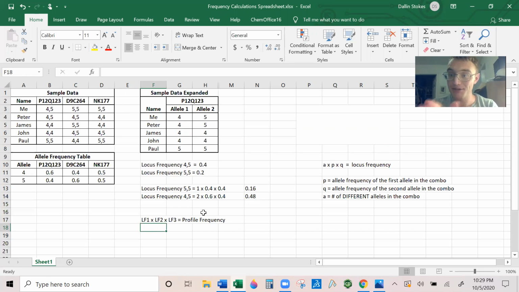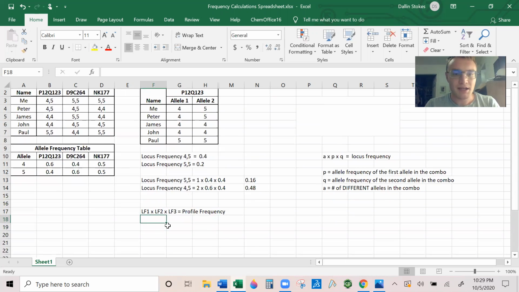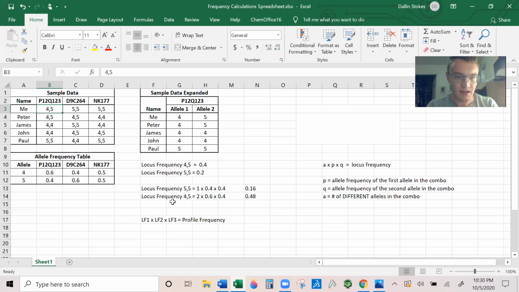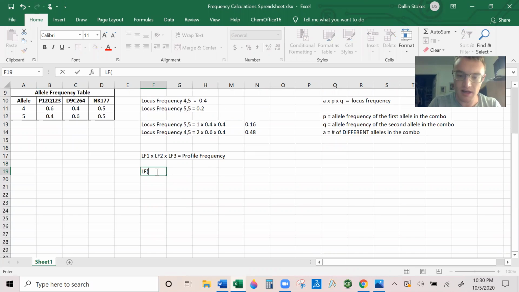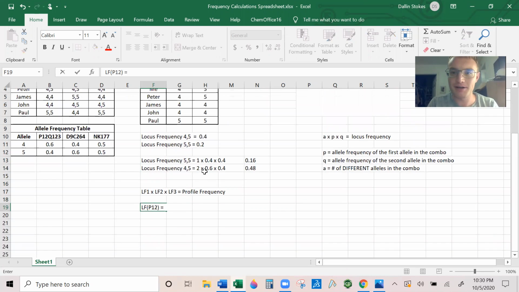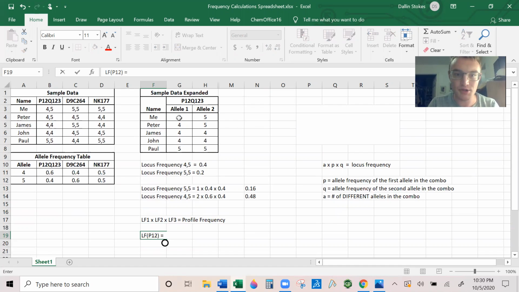Okay, so let's calculate it for me using my little example. In my example, I've got a 4-5 combo at P12. So we have to find the locus frequency of my P12 one, and I have a 4-5 combo there. So we use A times P times Q. Because the 2 alleles are different, A is going to be 2. It's going to be 2 times P, the allele frequency of having a 4 at P12. Notice, make sure you look in the correct column here. I don't want to accidentally pull an allele frequency from a different column. So this is for P12. I'm looking for the odds of having a 4 at P12, which is 0.6, times the odds of having my second allele, which is a 5, at P12. So that's going to be 0.4.